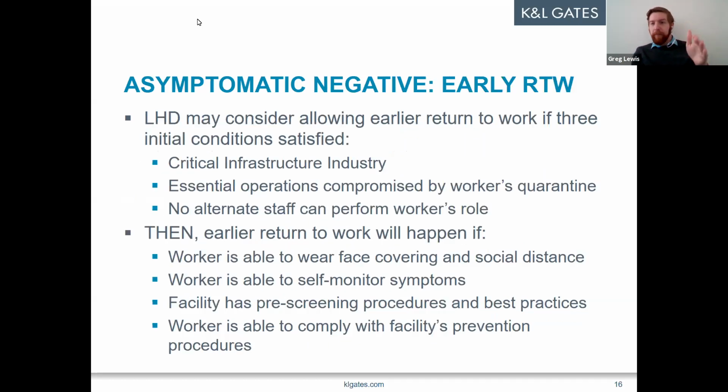So, again, putting it there, just so you have the whole early return to work test, if that worker is part of a critical infrastructure industry, if their essential operations are compromised by their quarantine, and there are no alternative staff that can perform the worker's role, the local health director, if all 3 of those categories are satisfied, will then consider whether an early return to work is appropriate. And they will determine that if perhaps the worker is able to wear a face covering and is able to easily social distance, if they can self-monitor their symptoms, if the facility has a plan, pre-screening procedures, best practices implemented, and the worker is able to comply with those prevention procedures as well. The worker is not going to be allowed to come back to work if they can't wear a face mask, if they are not easily able to social distance because of the concerns about incubated spread.